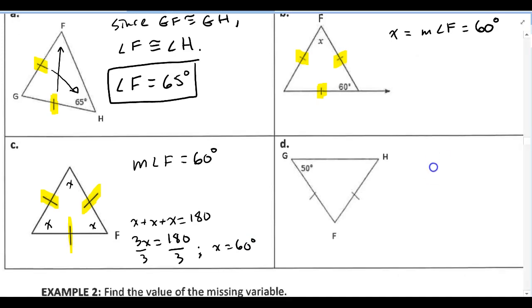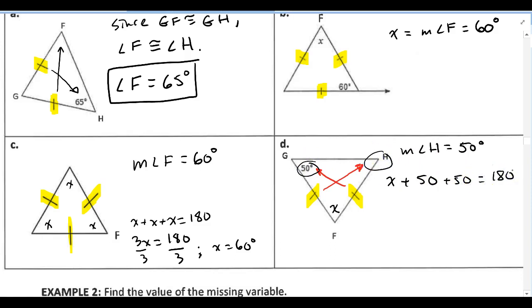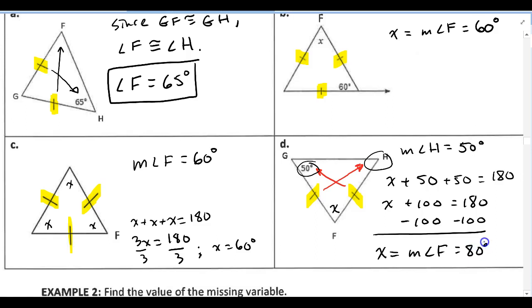And moving on to part D, let's see what we notice. We've got two congruent sides, so the triangle is isosceles. Again, if it has two congruent sides, then the angles opposite them are also congruent. So that means that the measure of angle H is equal to 50 degrees. Now if we want to find the measure of F, let's put an x in there. I know that x plus 50 from angle G plus 50 from angle H has to be 180, because the sum of the angles in the triangle is always 180. So x plus 100 is equal to 180. Subtract 100 from both sides, and we get that x, which is also the measure of angle F, is going to be 80 degrees.